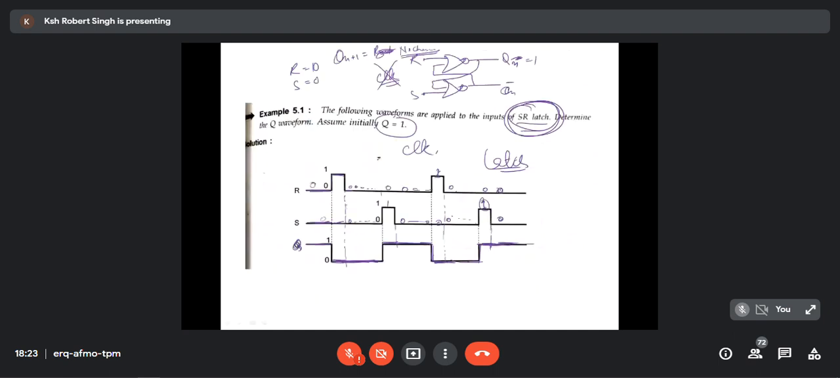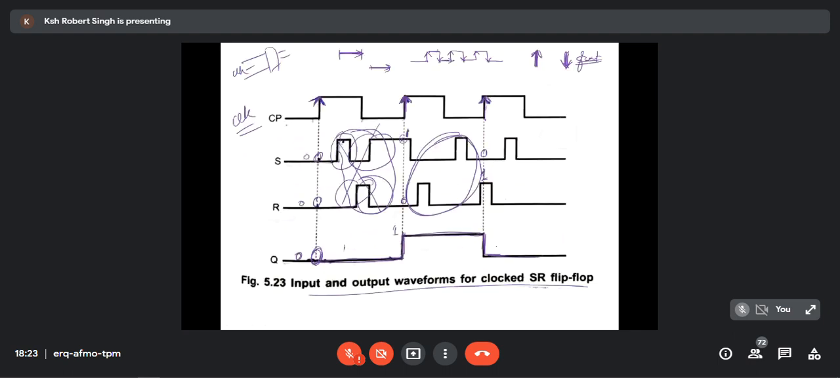When we talk about without clock, we were discussing that here there is no clock. Whenever there is a change in the input, every time the output keeps on reflecting it. But in the case of the clocked one, even though you have lots of changes here, the output remains the same. Can you understand the difference? Clock and without clock. Is it okay? Yes, sir.